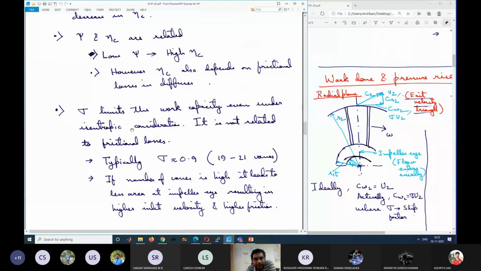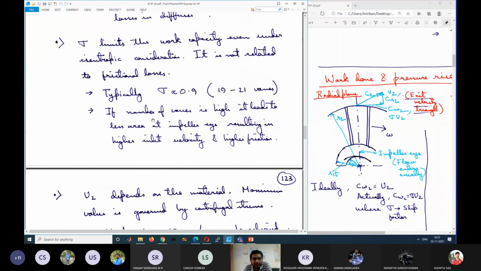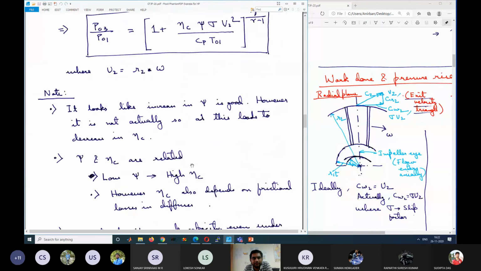So even if isentropic conditions are there, your sigma will be lower than 1. And it only depends on the number of vanes. If the number of vanes is high, it leads to less area at the impeller eye, resulting in higher inlet velocity and higher friction. I have already defined that. So the typical value needs to be 0.9. So this is the other factor.